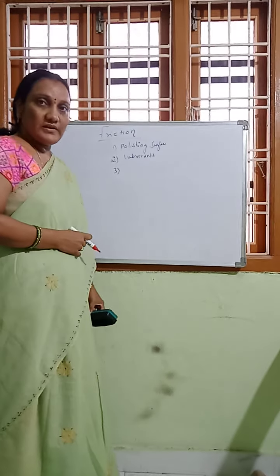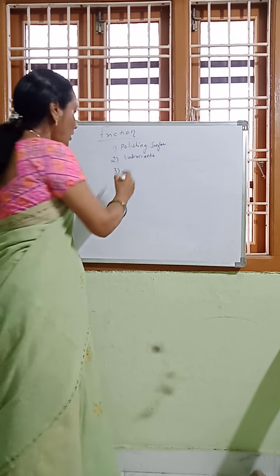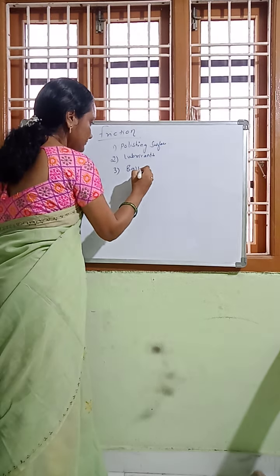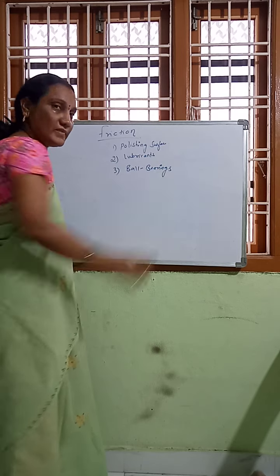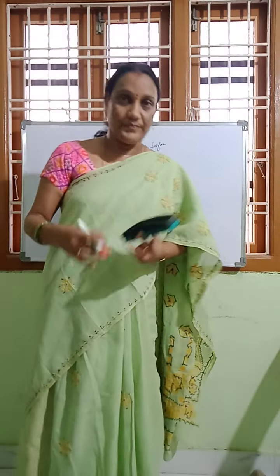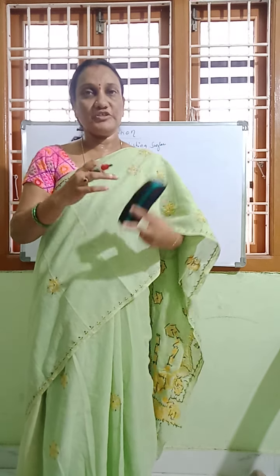Now, the third one, ball bearings. In case of big wheels, we arrange small ball bearings in the wheels. On those ball bearings, the wheels will rotate perfectly without friction.